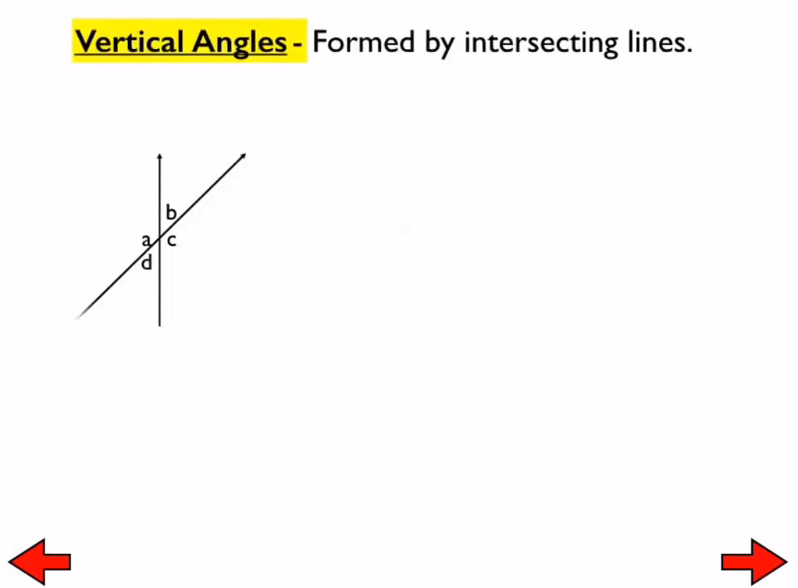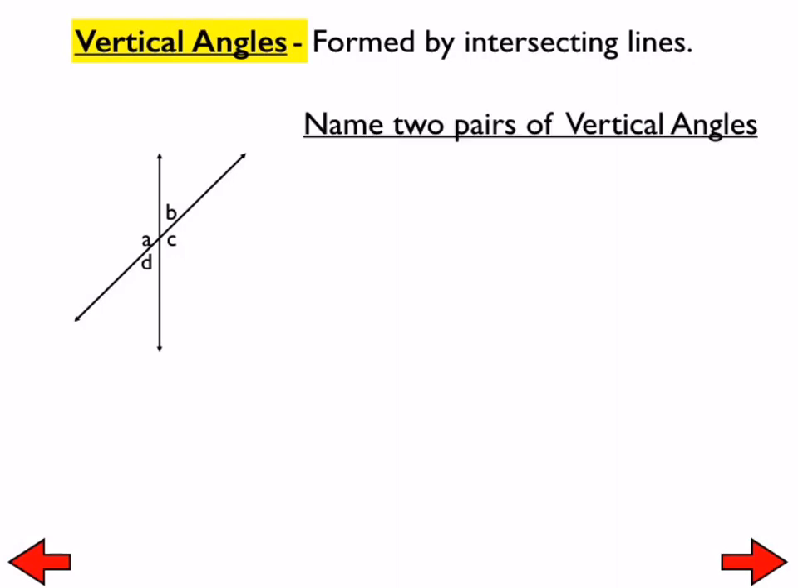Next, we just talked about vertical angles, so now I've put a picture with some letters in there. Are there letters in your picture? Yeah, there are. Okay. First thing I want you to do is to name two pairs of vertical angles. Can somebody give me one pair? Based upon what we just talked about, that should be easy. What's one pair of vertical angles? Just tell me.